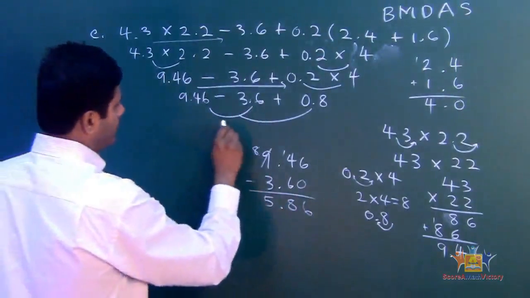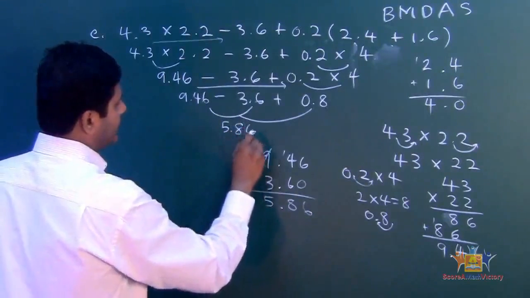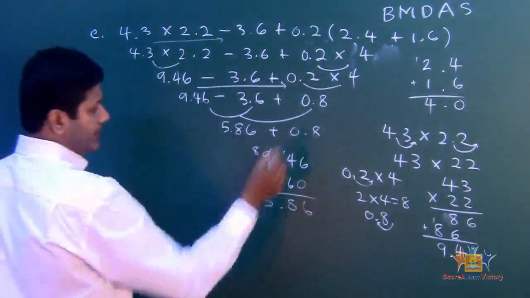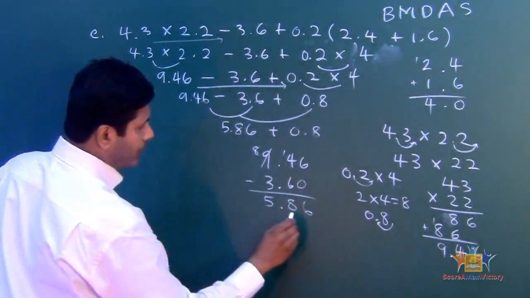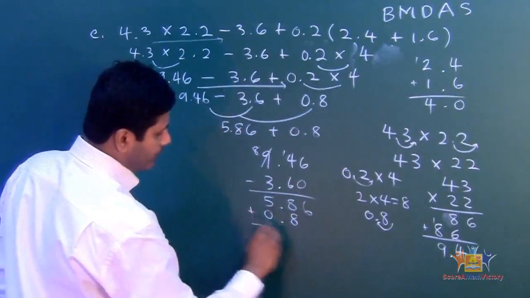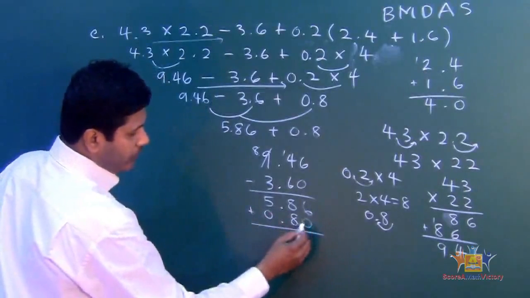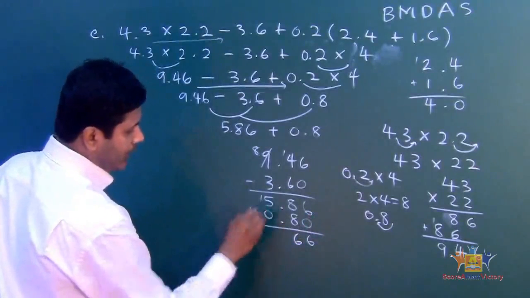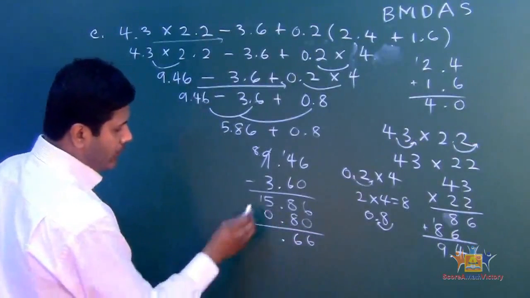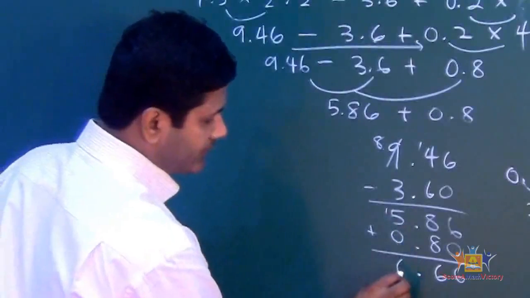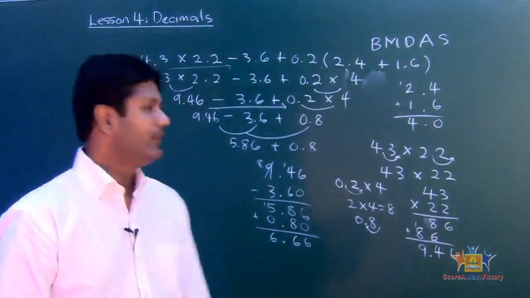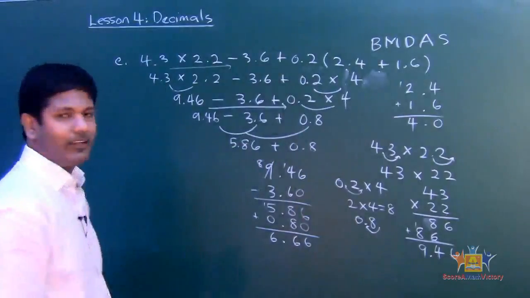So this becomes 5.86. Now you're adding with 0.8. So you grab that by the decimal, line it up right there, and then we're going to put 8 and 0 right there. We're going to add them. 6, then you can put a 0 right there. 6 plus 0 is 6. 8 plus 8 is 16, write 6, carry 1. See the decimal right there? Bring it down. 1 plus 5 is 6. So it gives you 6.66. Alright? So that's your final answer.